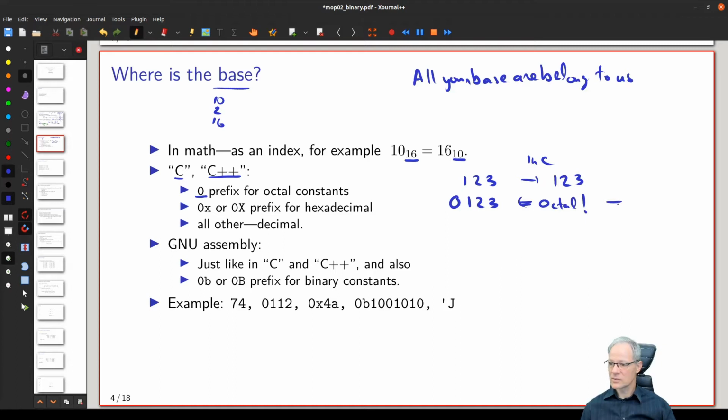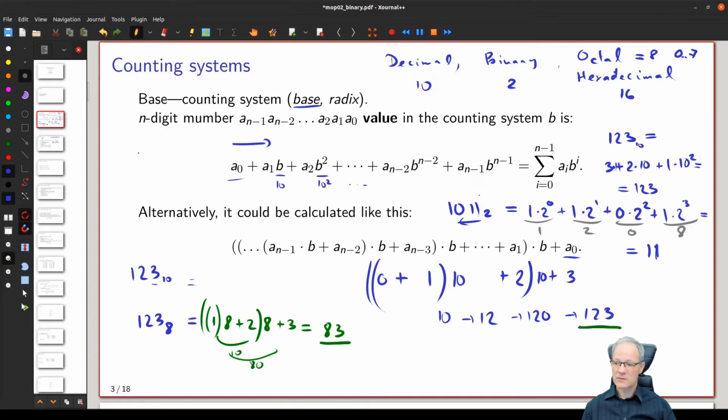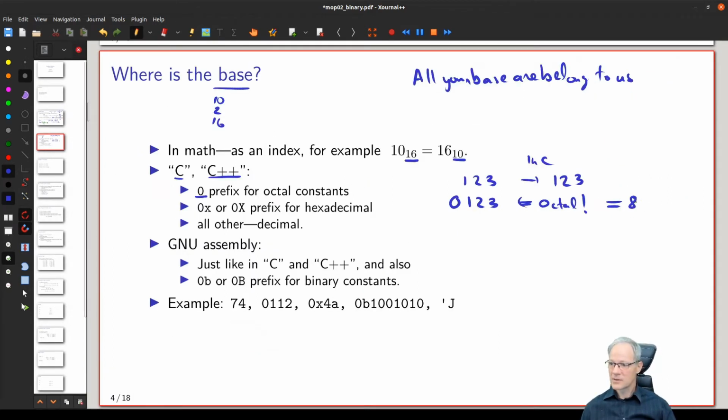And therefore, the value is going to be what? Let's check it out. It's 83. Okay? So it's 83.